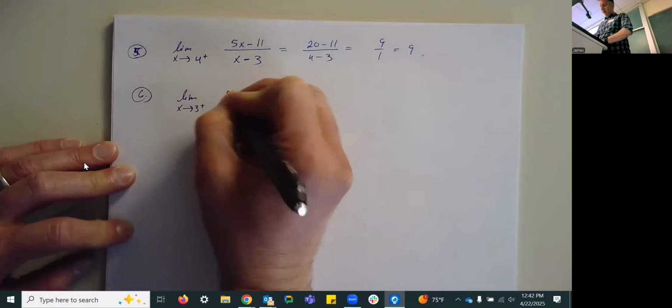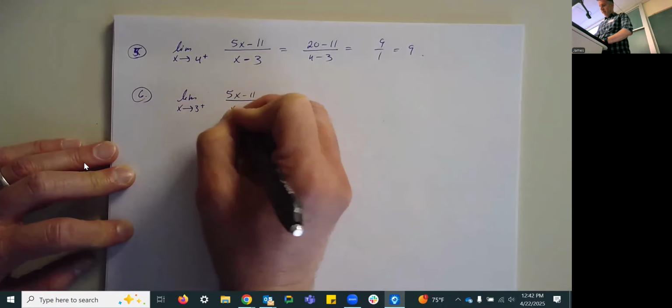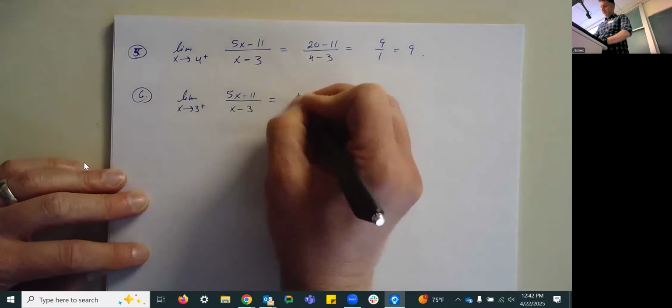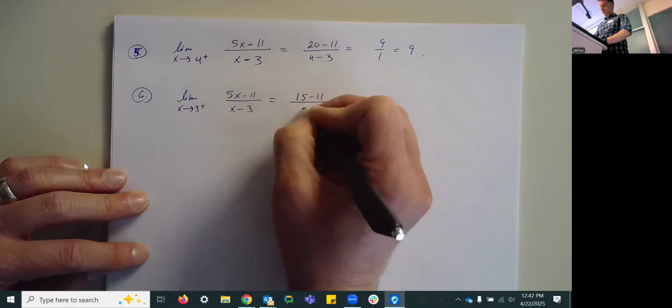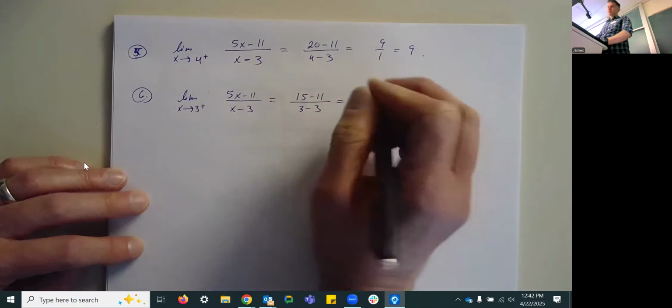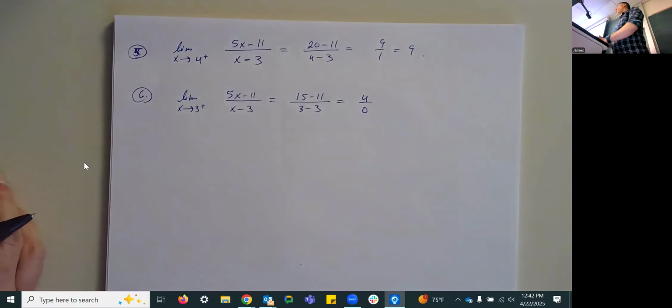Now, what we really wanted to do was the limit as x approaches 3 from the right of 5x minus 11 over x minus 3. Now if we plug in 3, we're going to get 15 minus 11 over 3 minus 3, which is 4 over 0. 4 over 0 is not an indeterminate form. It doesn't just get to be anything in the whole wide world. There are only really 2 or 3 technical possibilities here.